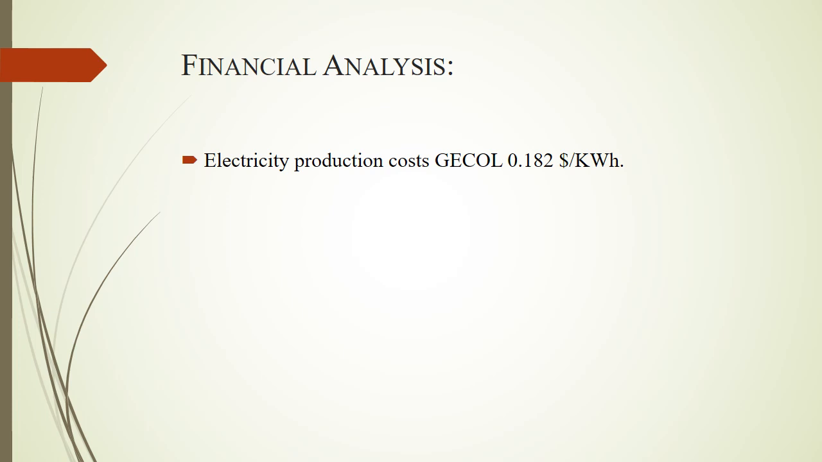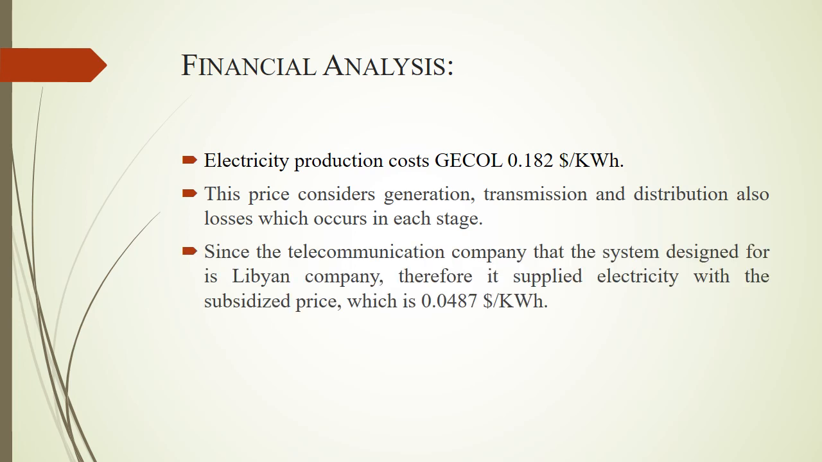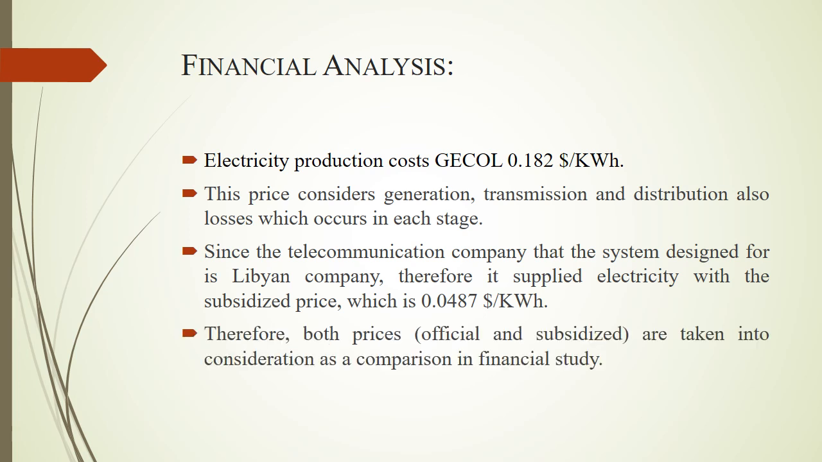Financial analysis. Electricity production cost is more than $0.18 per kilowatt hour. The price considers generation, transmission, distribution, and also the losses which occur in each stage. Since the telecommunication company the system is designed for is the Libyan Telecommunication Company, it is supplied with electricity at a subsidized price, which is 0.48. Therefore, both prices, official and subsidized, are taken into consideration in this financial study.